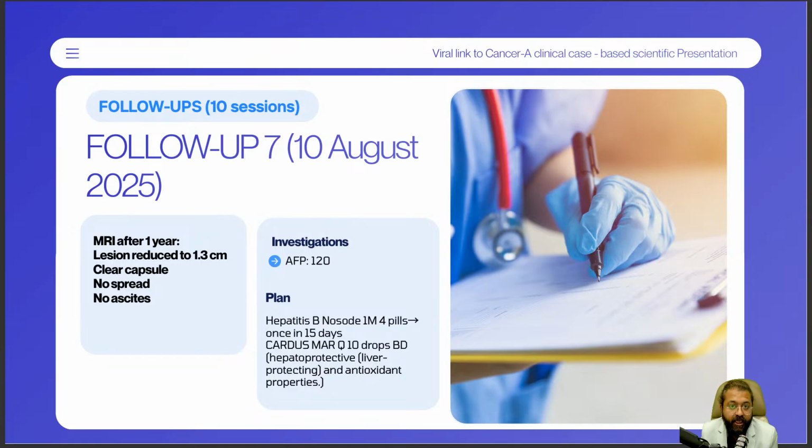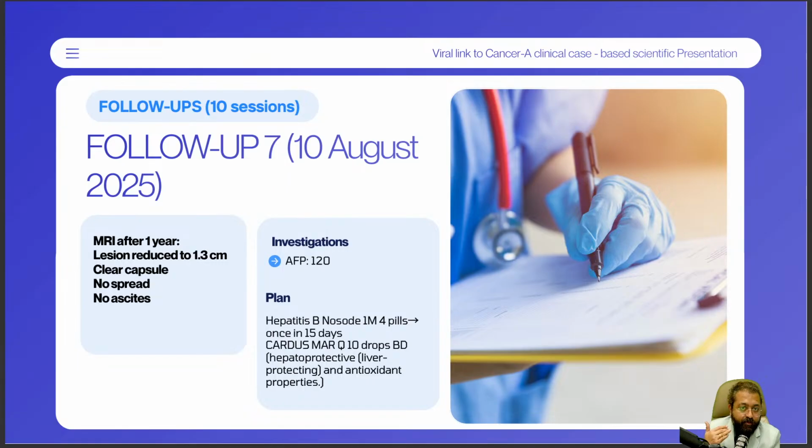But if you see now, we gave increasing potency: 30 started, in between 3 months 200, and after 3 months again, meaning after a total of 6 months, we increased to 1M. Here we gave the Carduus marianus. Now why Carduus marianus? See, jaundice improved, SGPT, SGOT improved, ALP came down.